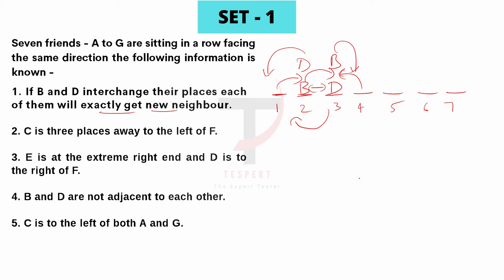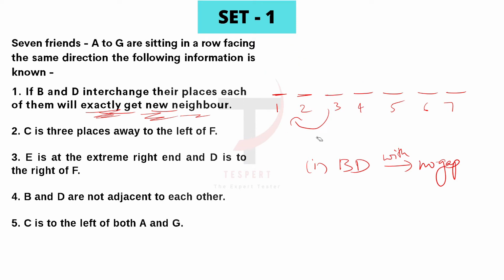So B and D with no gap between them is a possible case where they will each get a new neighbor if B and D are interchanged. Let us find out, is there any other case possible? What if I place B at an extreme end?